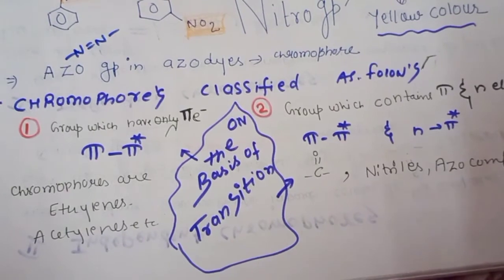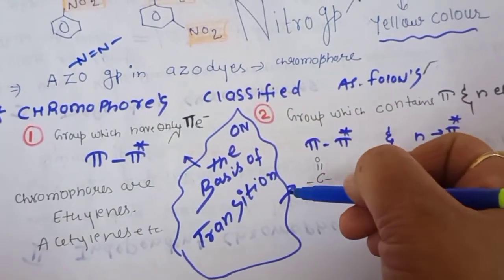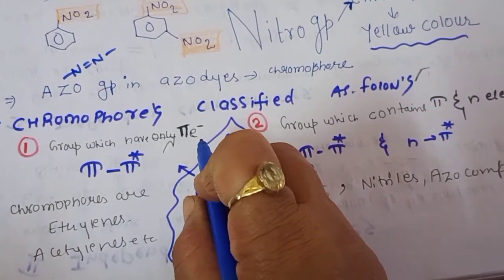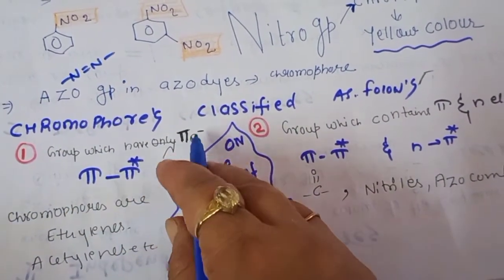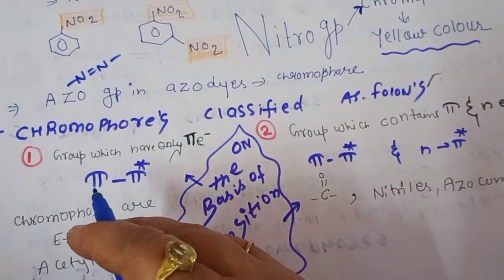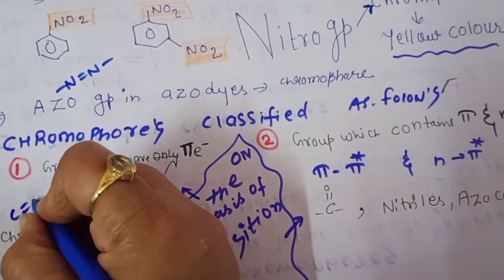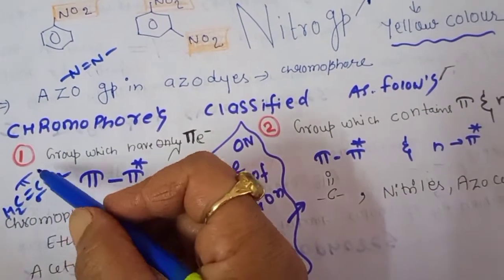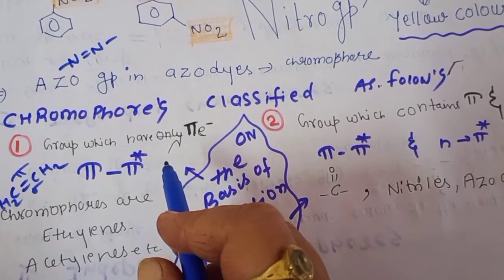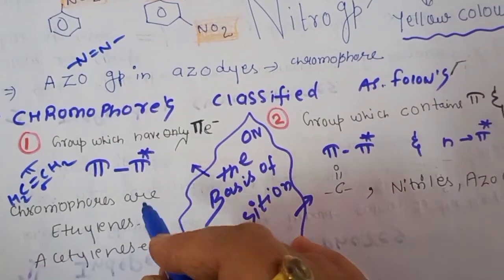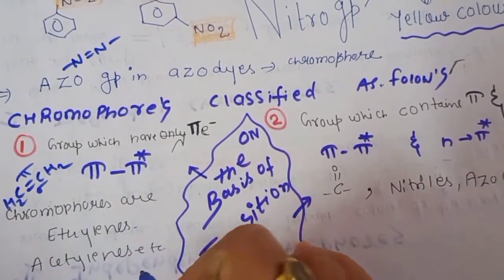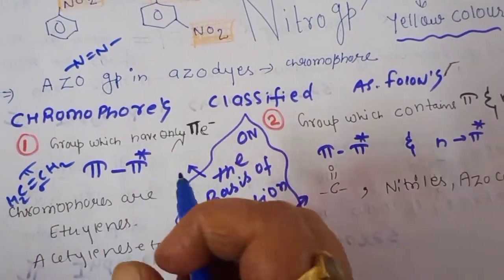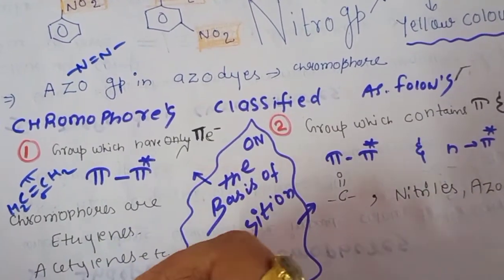There will be two classifications, one on the basis of the transitions. As I discussed, there can be different types of electrons in the molecule. If there are pi electrons in a particular compound, for example ethene, CH2 double bond CH2, as there are sigma as well as pi electrons, there can be pi to pi star transitions. This type of compound is alkenes and alkynes, meaning double bonds and triple bonds. So this type of chromophore has double bonds or triple bonds.